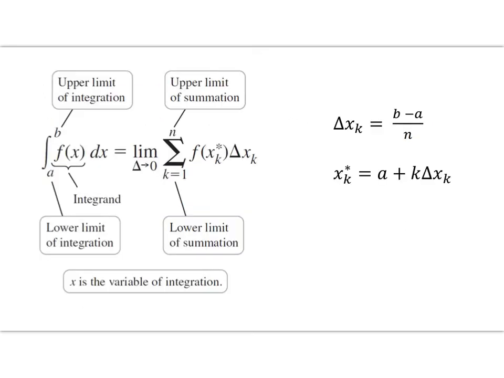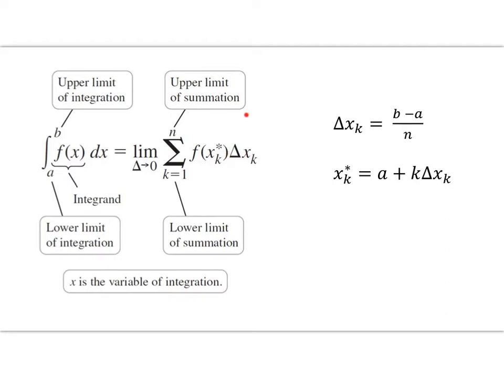Okay, so to break that down a little bit more, there's lots of notation here. This is my integral sign, b is my upper limit of integration, a is the lower limit of integration, and f of x, the thing we're taking the integral of, is called the integrand. Over here, when I'm working with the limit function, I have the lower limit of summation, the upper limit of summation, my height, and my width, where x in all of these is the variable of integration.